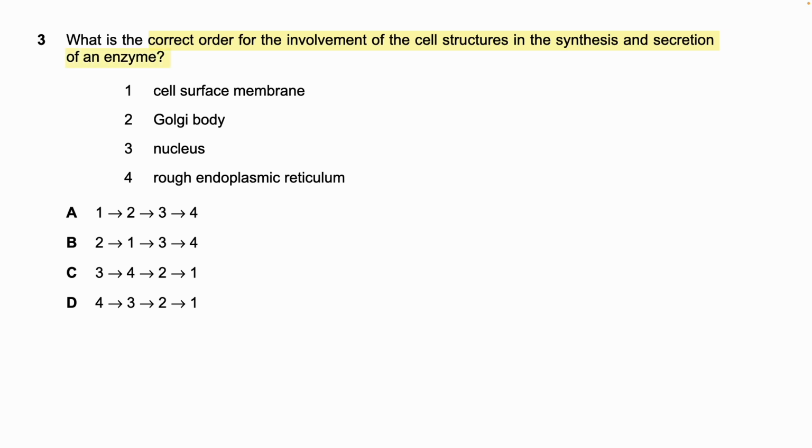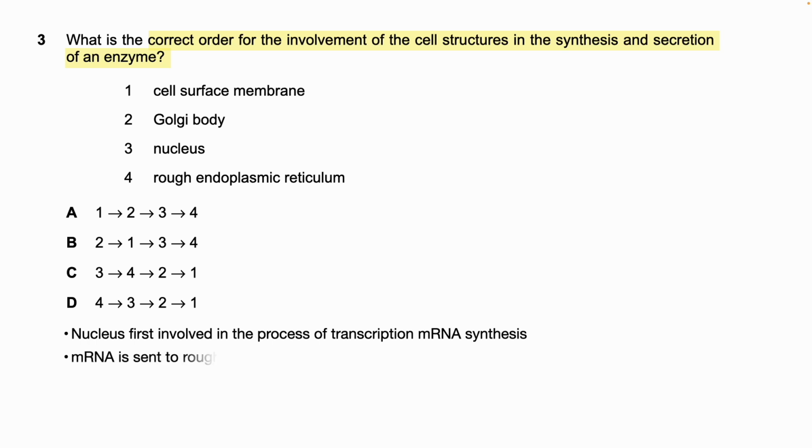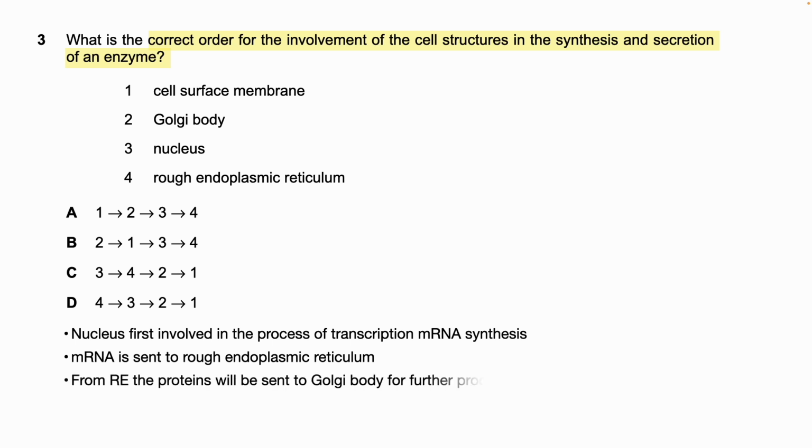So initially, the nucleus is involved in the process of transcription, that is mRNA synthesis. After synthesizing mRNA, it is sent to the rough endoplasmic reticulum. From the rough endoplasmic reticulum, proteins will be sent to Golgi bodies for further processing, and finally to the cell surface membrane. So the order will be 3 4 2 1. So it is nucleus, rough endoplasmic reticulum, Golgi body, and cell surface membrane.